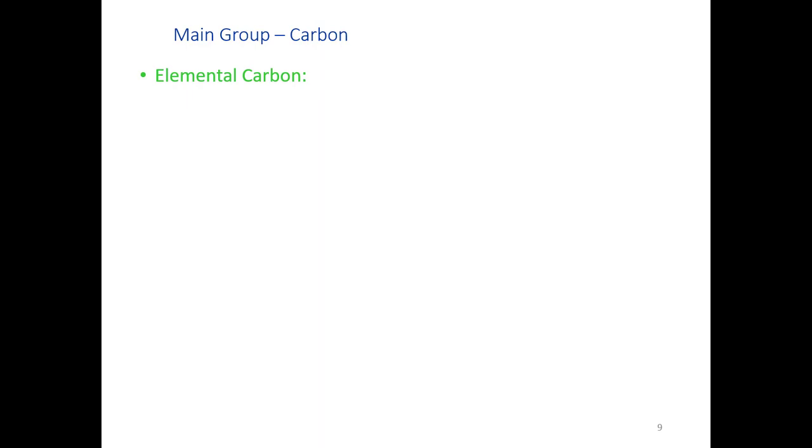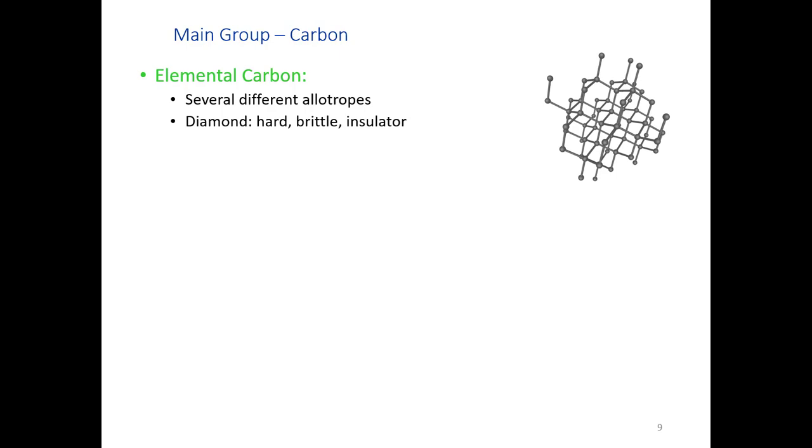Now moving on to group 14, we will first take a look at carbon, which displays unique reactivity when compared to the rest of the tetrels. Elemental carbon has several different allotropes, or different physical forms of the same element. One form you should be very familiar with is diamond, which is very hard, very brittle, and acts as an insulator. If you look at the structure, you can see every carbon atom is in a tetrahedral environment, which gives diamond its characteristic durability. This type of crystal structure is called a zinc blende structure.